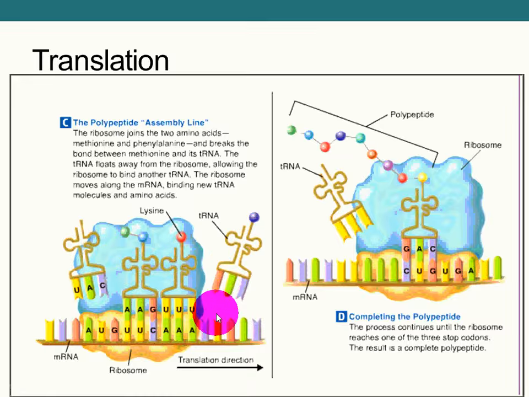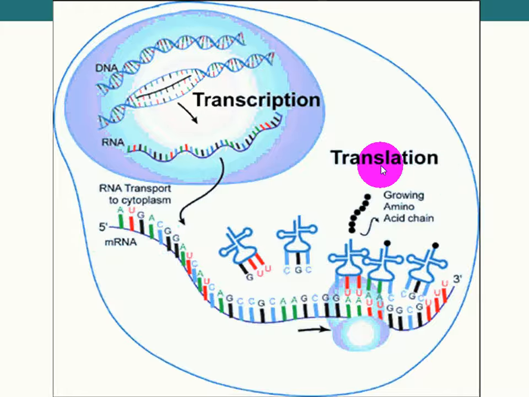And we keep shuffling on down from left to right until it hits, and you can see right here, UGA, one of those stop codons. When it hits the stop codon, the whole business is done, and this polypeptide changes shape a little bit, folds, modifies, and turns into a protein. So just a basic overview of these processes.